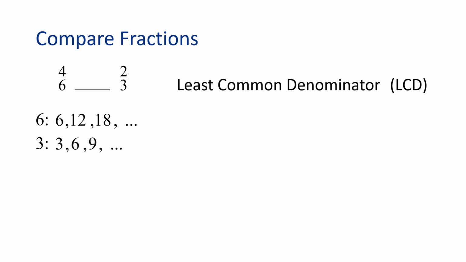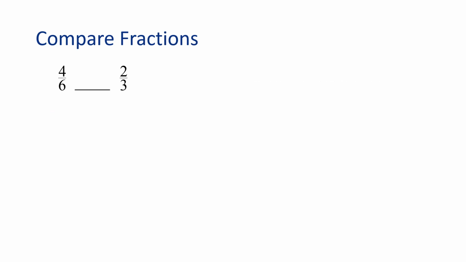Looking at this list, what number is the least common multiple of 6 and 3? That's right, 6. Now we know the least common denominator to use, but wait, 4/6 already has a denominator of 6. That's great. We don't have to touch this fraction, but we do need to change 2/3 into an equivalent fraction with a denominator of 6.